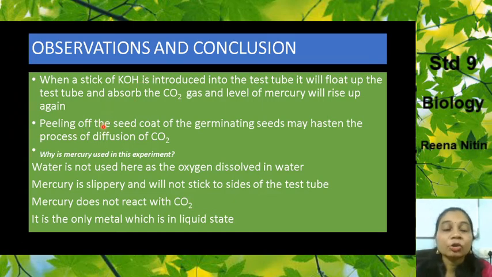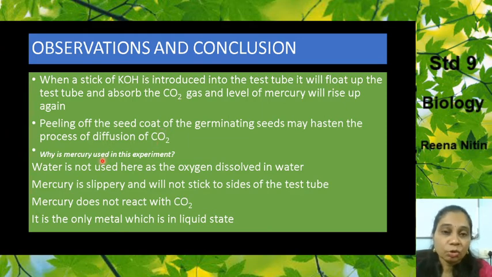Next one, why do you have to peel the seed coat? Why are you removing the seed coat of the pea? Why not put it with the seed coat? The simple reason is that when you peel off the seed coat, you're exposing more of the surface area, and that will increase the rate of diffusion of carbon dioxide. So the carbon dioxide that is released by the seed during respiration will be able to diffuse into the air faster than if it had the seed coat.